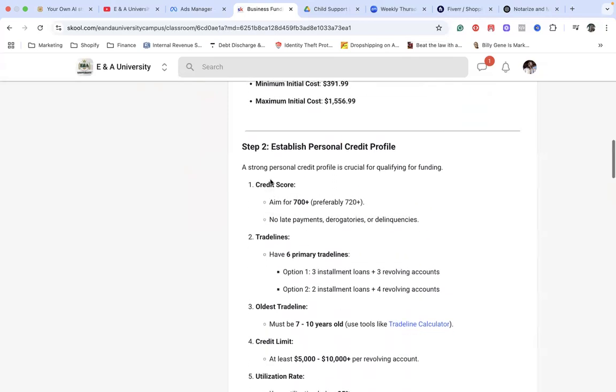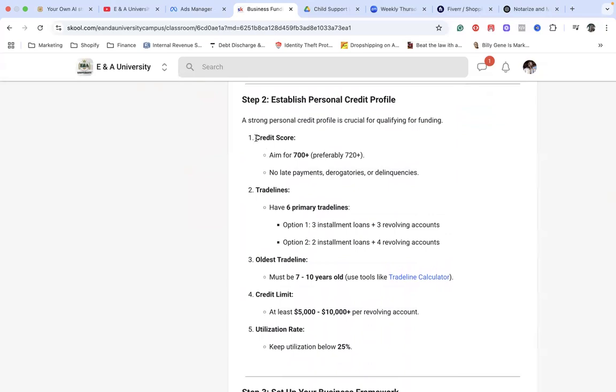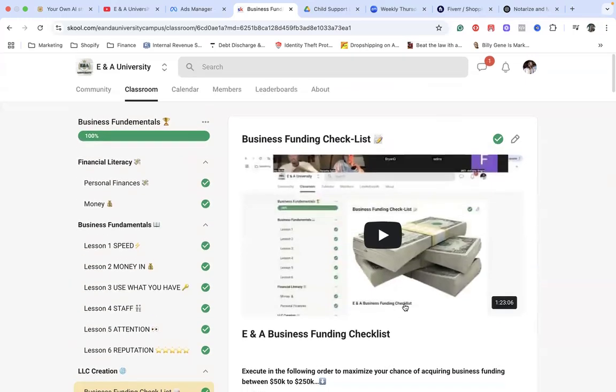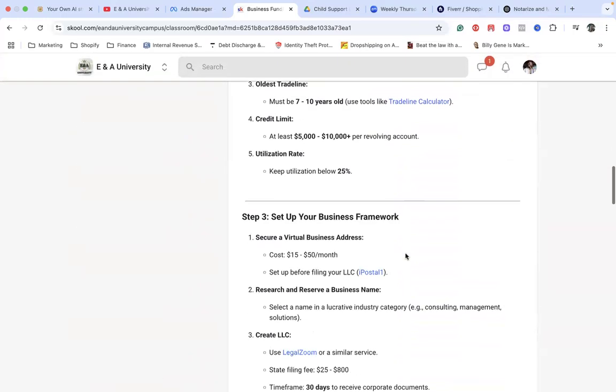Okay. So first things first, what we do is we want to make sure our credit score is good. This is mainly for business funding. So you want to make sure your credit score is good, 700 plus, right? No derogatories. You have 6 primaries at minimum, and you have decent age. And I placed this calculator here to calculate trade lines. But if you watch this video, it actually breaks that down.